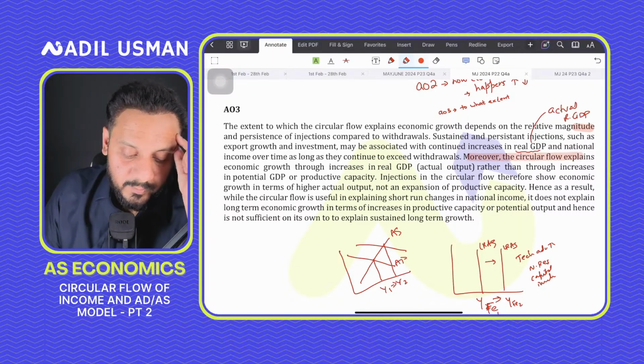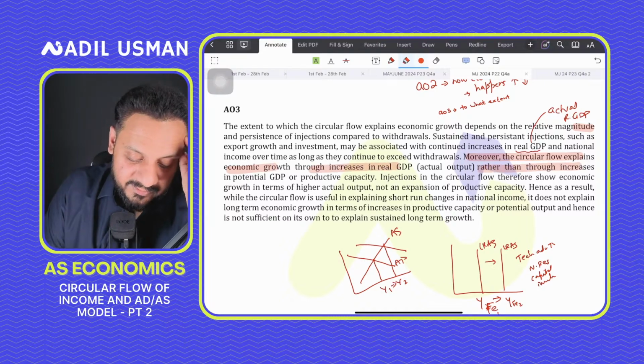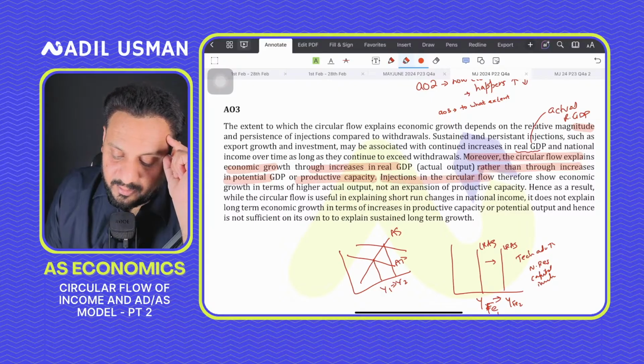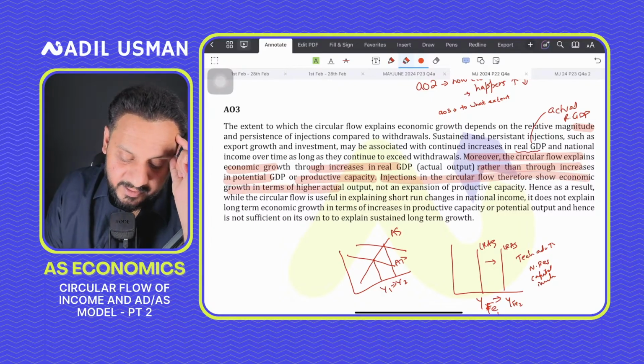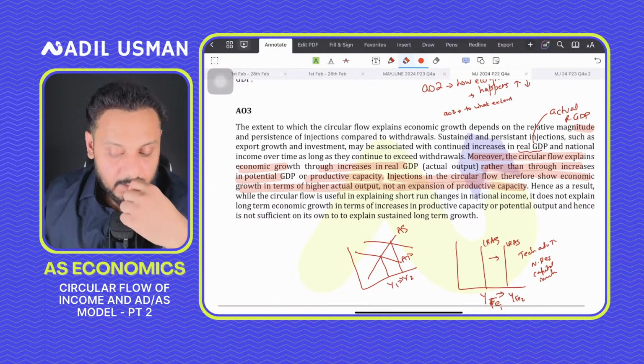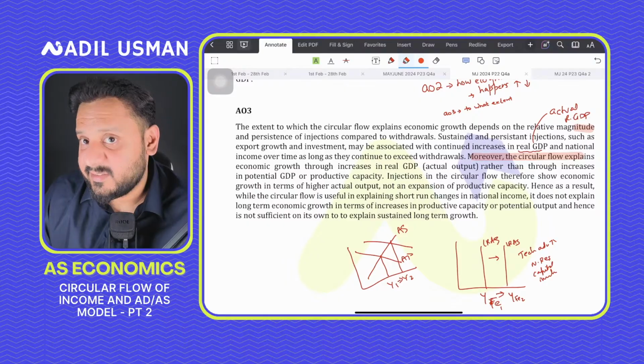Moreover, the circular flow explains economic growth through increase in real GDP rather than through increase in potential GDP or productive capacity. So injections in circular flow therefore show economic growth in terms of higher real output, not an expansion of potential GDP. ठीक है? Hence, as a result, so this is what you had to write.